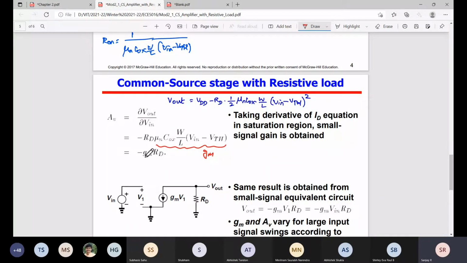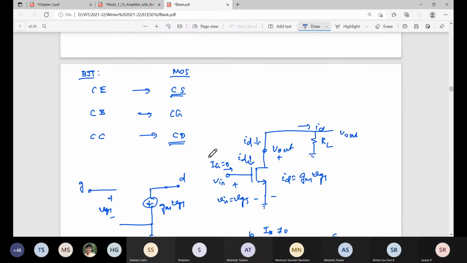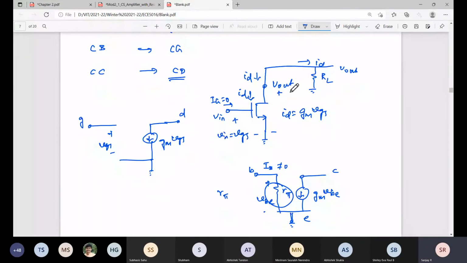Minus GM into RD. Fine. So GM is the transconductance, as I mentioned just now. So remember, it will convert a voltage to a current. Current can be converted to voltage using a resistor. So GM into RD: GM is a voltage controlled current source, and that current I want to convert to a voltage. A load resistance is added. Now what is the current direction here? Drain to source. Fine. So this current converts to a voltage here. Now the voltage will become negative.